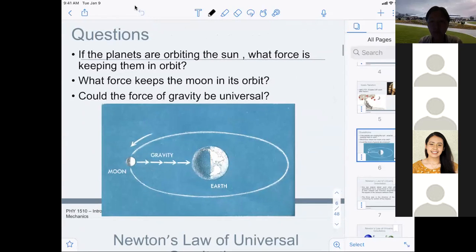Now we know that you are able to answer these questions. For example, why would the moon not fall into the Earth, right? Why would the Earth not fall into the sun?